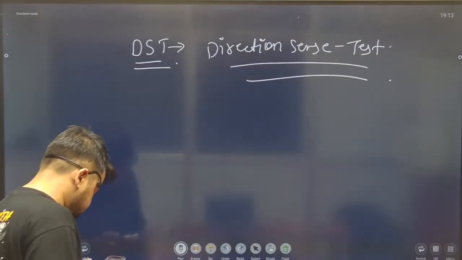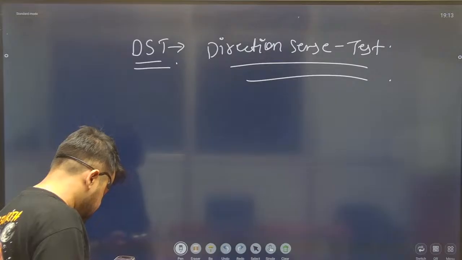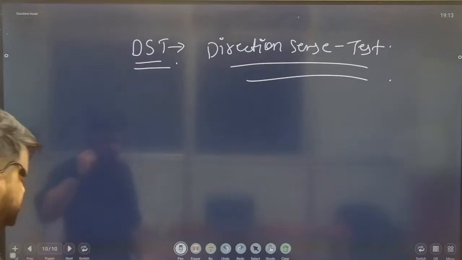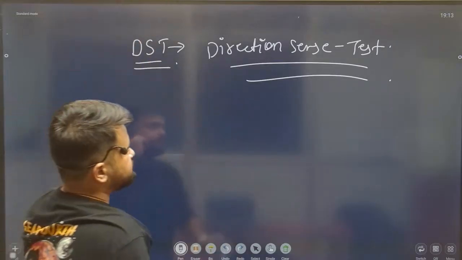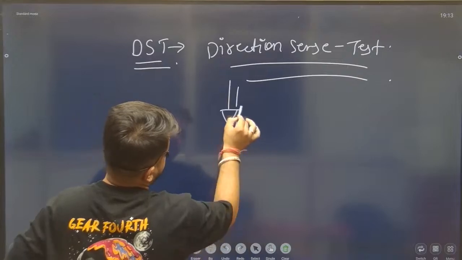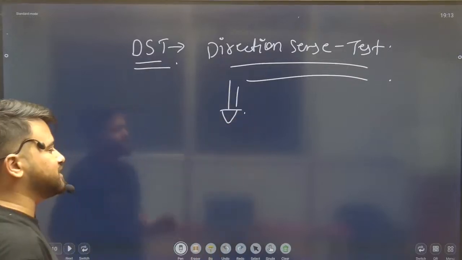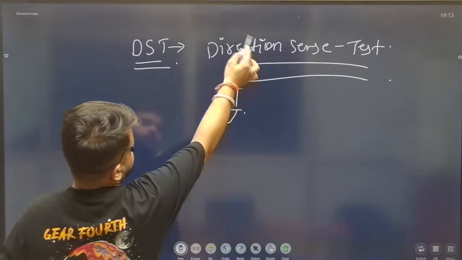What do we understand with the words direction sense test? It means that, okay, direction sense test. So it is very clear from the word direction that we are going to discuss directions.